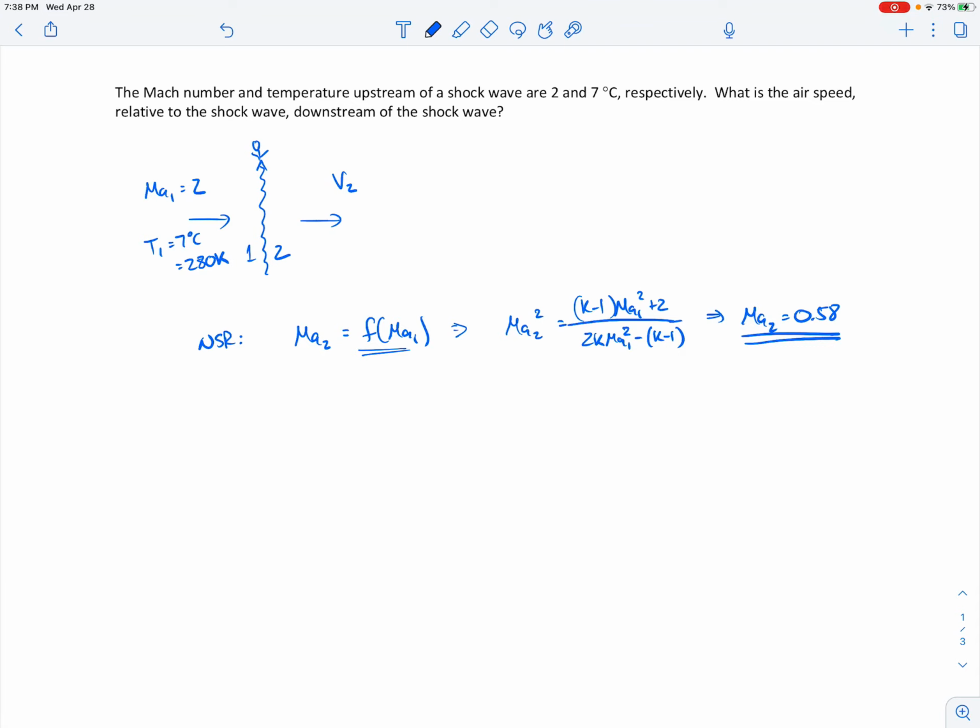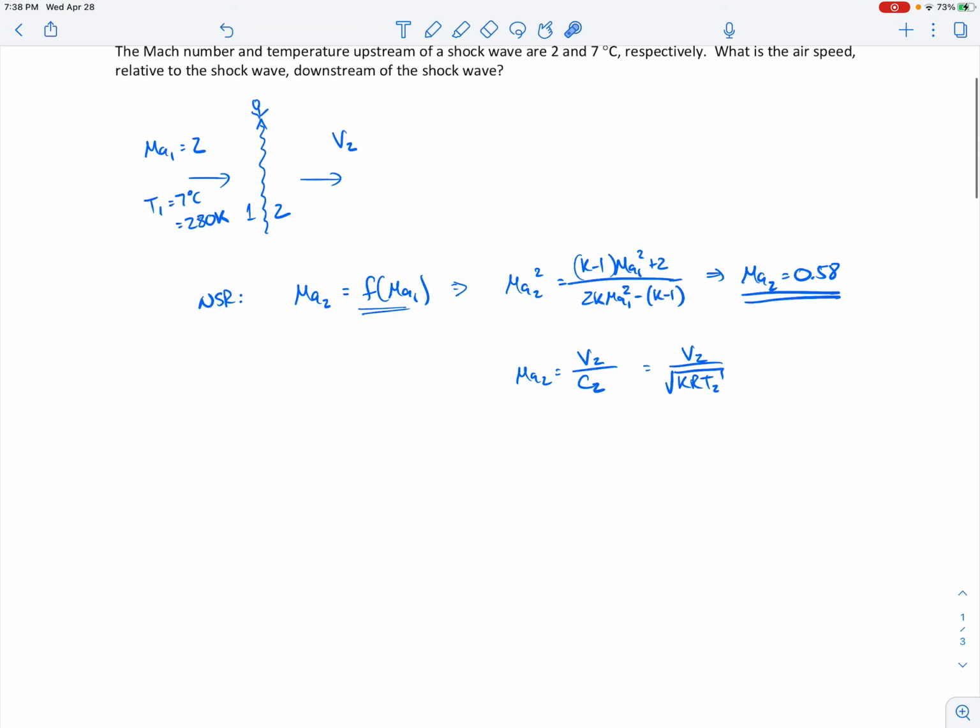And then what I want to do is get the velocity downstream. So I'm going to find the velocity by using the definition of the Mach number. So the Mach number at 2 is the velocity at 2 over the speed of sound at 2, where the speed of sound at 2 is the square root of kRT for an ideal gas. So I need to find the temperature at 2. And to do that, there are different ways to do it. One way to do it is to simply use the normal shock relations to find that. So T2 over T1 is also a function of the Mach number upstream from the normal shock relations.